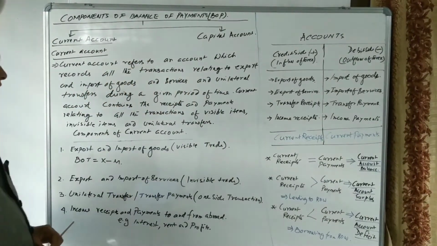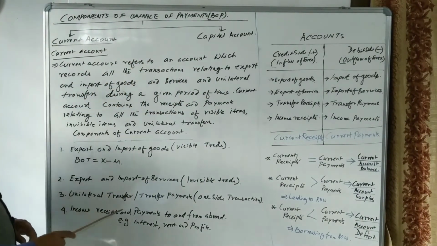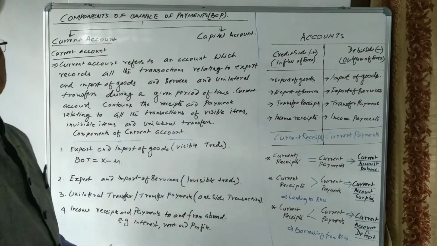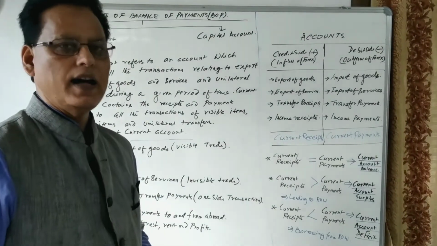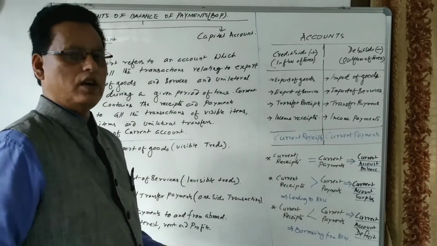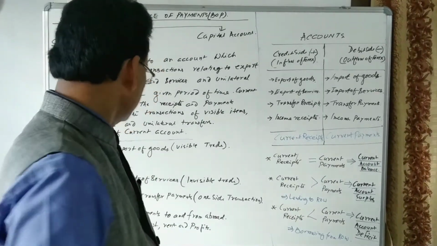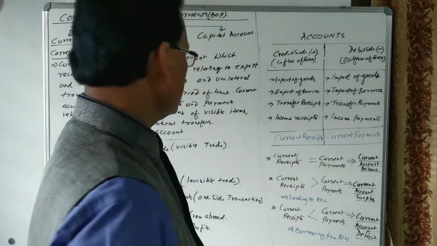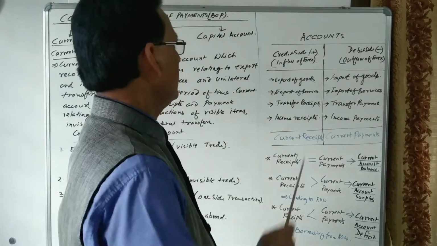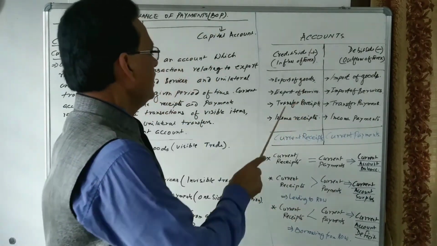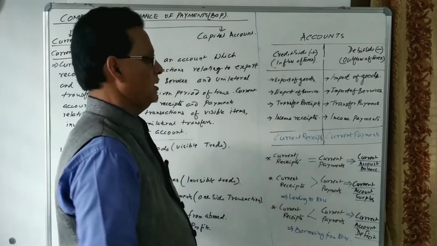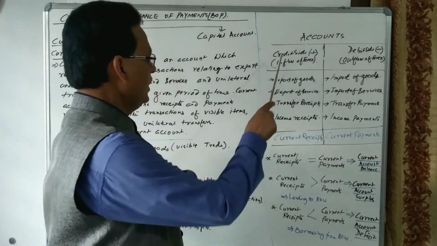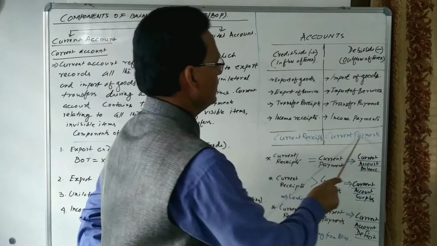The fourth component is income received and payments to and from abroad. This is mainly investment income. Investment incomes are in the form of interest, rent, profits, and dividends. So dividend income, profit income, rent, and interest are also recorded in the current account. Income receipts are recorded on the credit side, and income payments are recorded on the debit side.